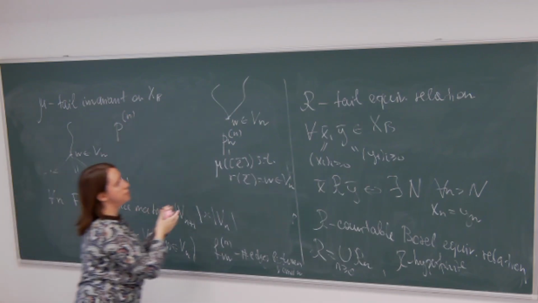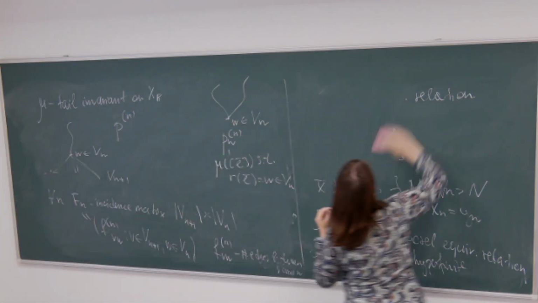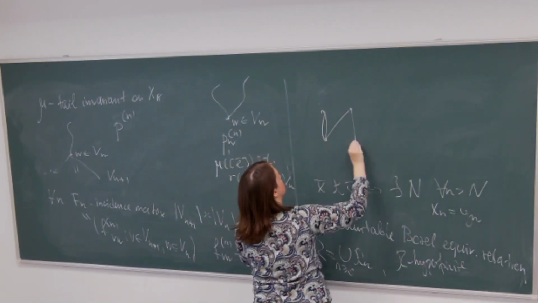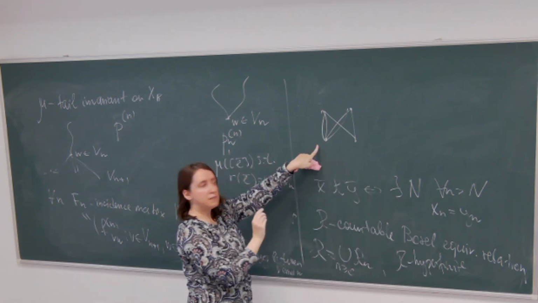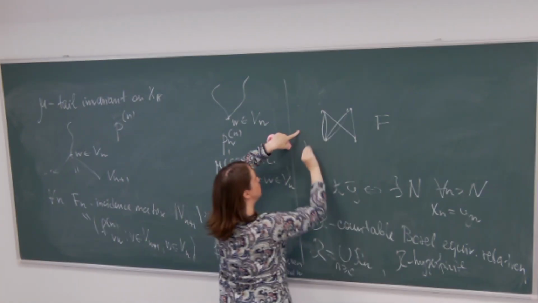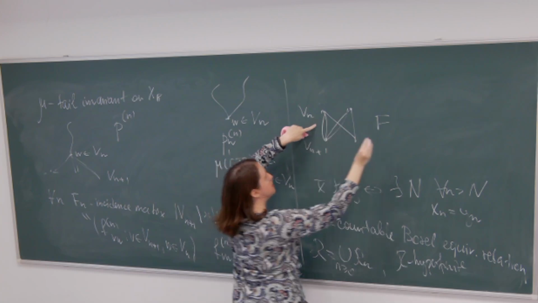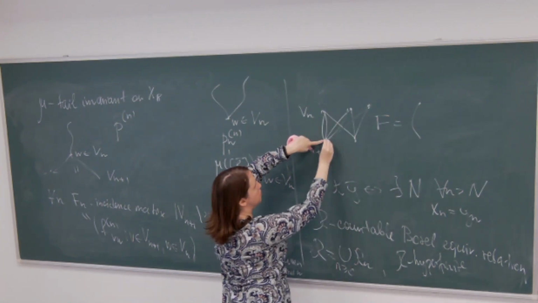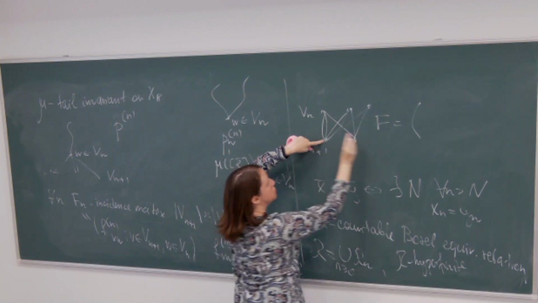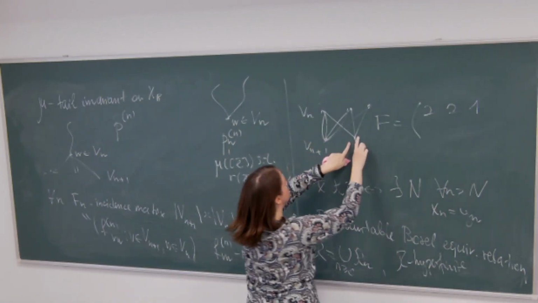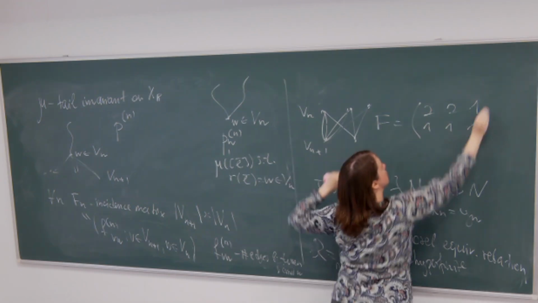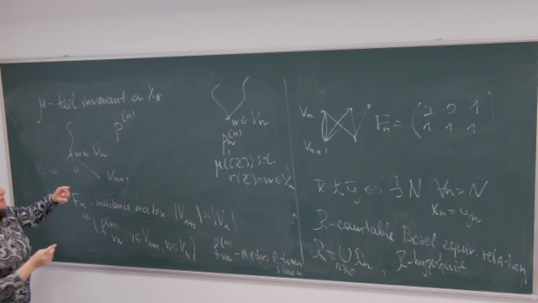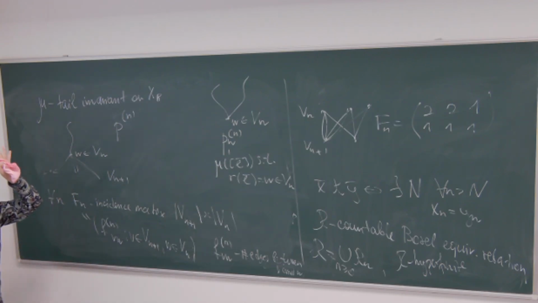So maybe let me draw some example. If we have a standard diagram, for instance, like this, then the matrix which corresponds to this level, maybe let us draw one more. So we look at the vertex below, we have two edges, 1, and then we have 1, 1, 1. So this will be F_n. And for generalized diagrams, we have infinite matrices.